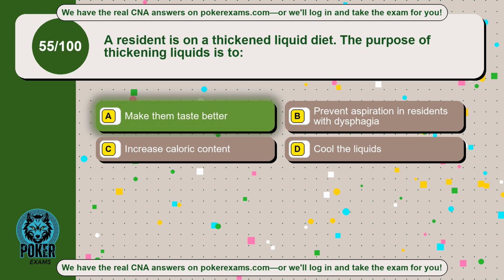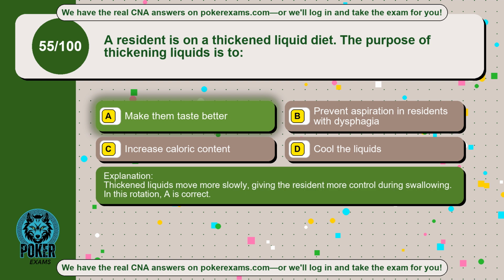The correct answer is option A. Make them taste better. Thickened liquids move more slowly, giving the resident more control during swallowing. In this rotation, A is correct.